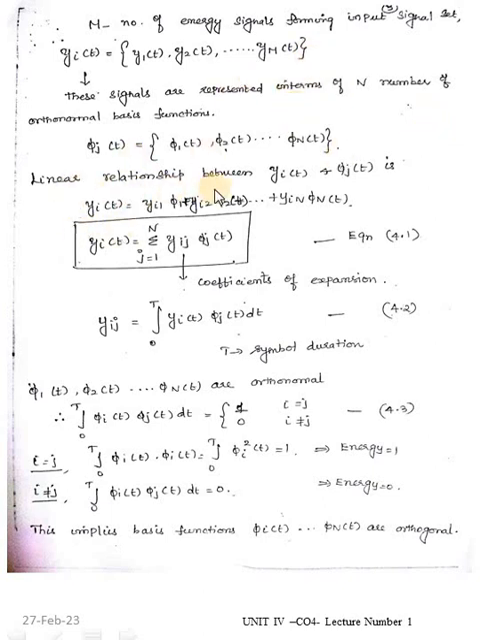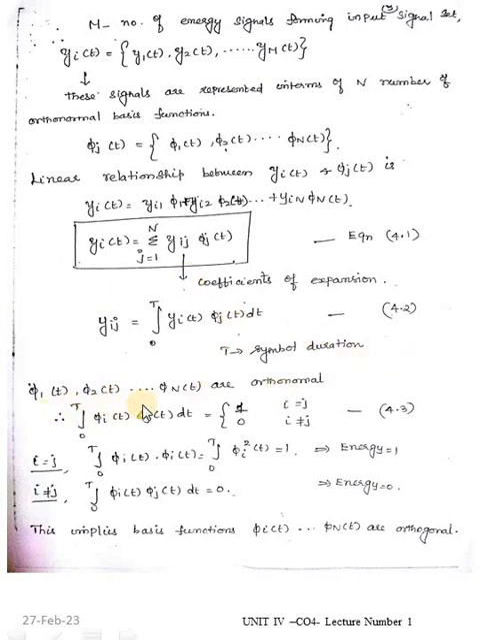So the linear relationship between yi of t and pi j of t is yi of t is equal to yi1 pi 1 of t plus yi2 pi 2 of t till yin pi n of t. So yi of t can be simplified as summation j equals 1 to n of yij pi j of t. Here yij is a coefficient of expansion. yij is equal to the integral from 0 to T of yi of t pi j of t dt, where T is the symbol duration.